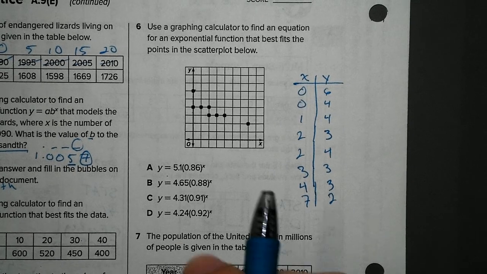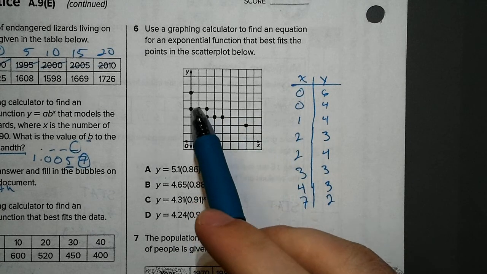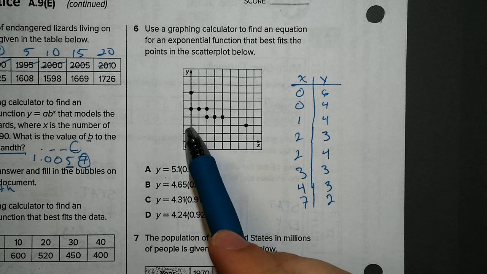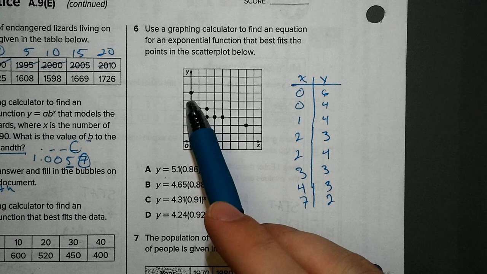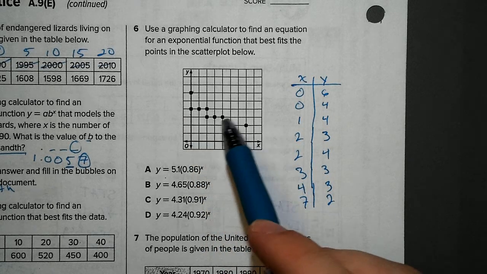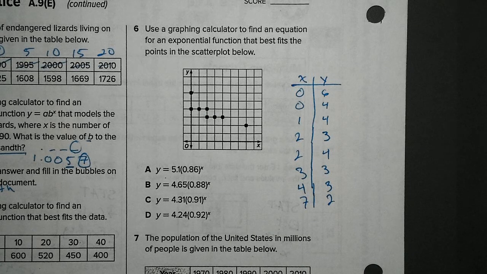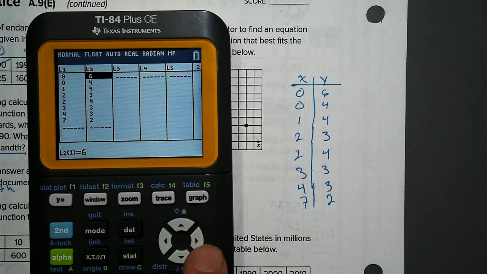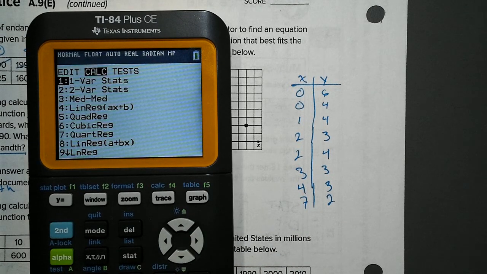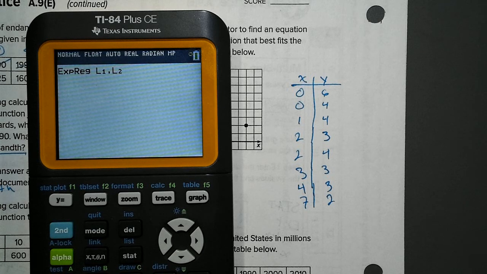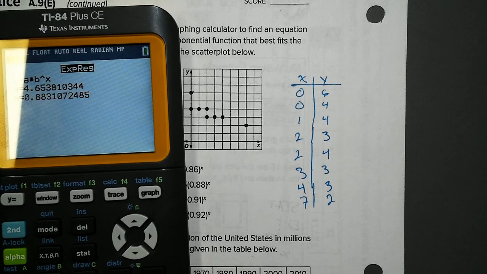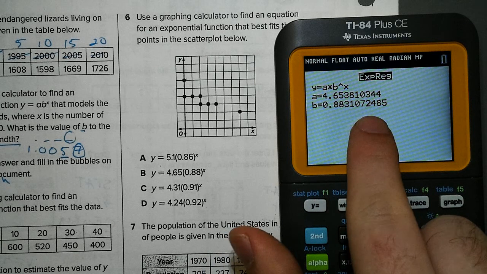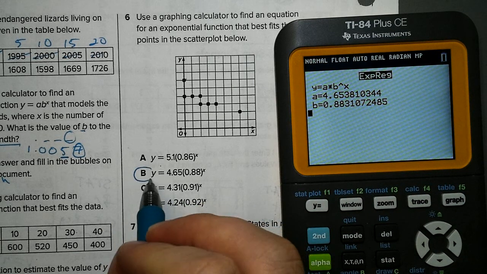Okay, so on number 6, since all my values were points, the first thing I did is I got my x's and y's and got it set up, put in my table. Like this point is at 0, 1, 2, 3, 4, 5, 6, 0, 4, 1, 4, 2, 4, 2, 3, and so on. I got all my x's and y's. You're going to go into stat, edit, and you're going to type it in just like I did over here. Go back to stat, calculate, exponential regression, and here it is, 4.65381, 0.88. B is the best estimate.